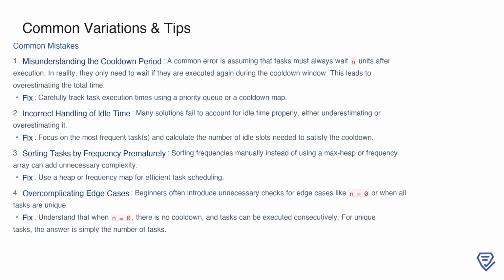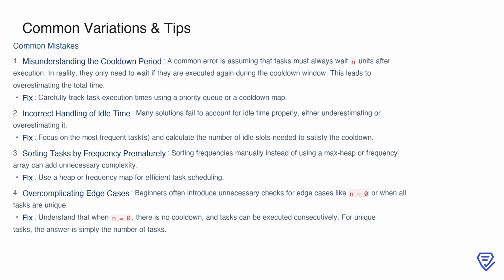Either they underestimate how much idle time is needed, or they overcompensate. To handle this properly, focus on the frequency of the most common tasks and calculate the required idle slots to ensure the cooldown is satisfied. Another mistake is sorting tasks by frequency directly, which can unnecessarily complicate the implementation. Instead, use a max heap or a frequency map to manage task scheduling efficiently.